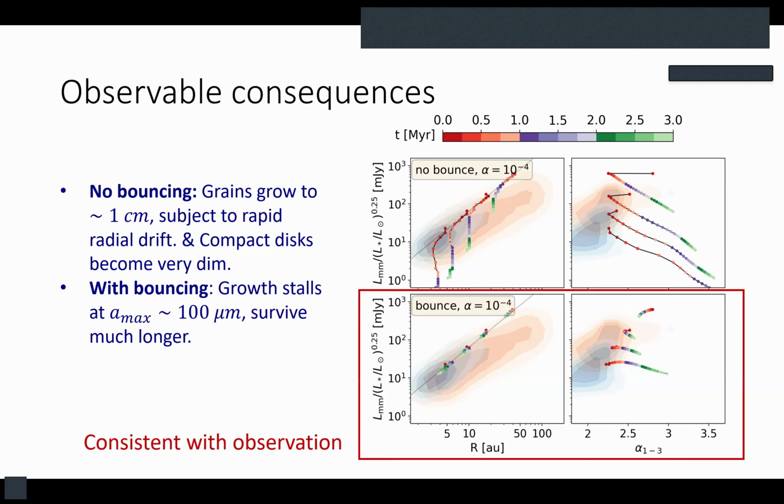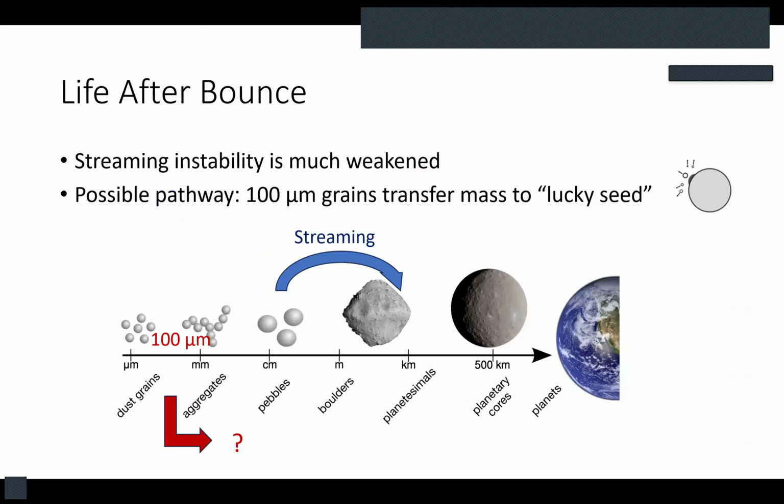So we conclude that we have to include the bouncing in order to become consistent with the observation. So now we confirm that the disk is full of 100 micron grains, and they can stay there for millions of years. Then what happens next? How can they go to planets?